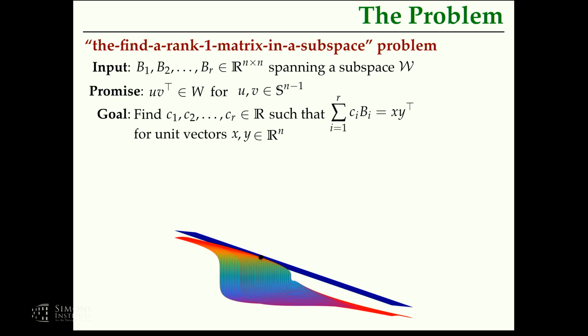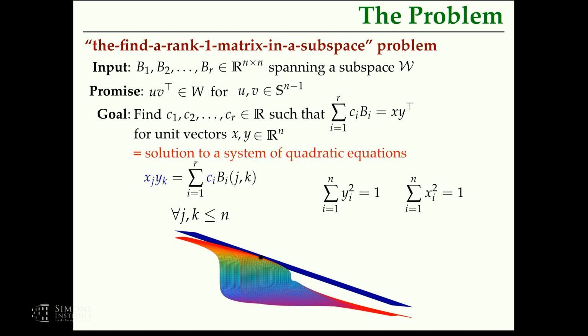So in particular, this is a quadratic equation in x, y, and the c's. And to force non-zero solutions, I can add a constraint that says that the L2 squared norm of x and y has to be, let's say, 1. Okay, so you all agree that this is a problem of finding a solution to a system of quadratic equations, and this is going to be what bothers us for the last 20 minutes or so.